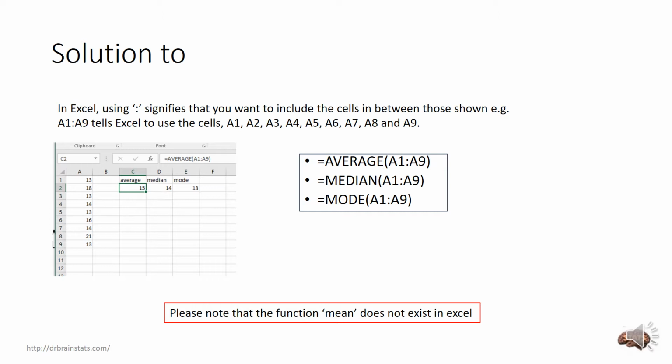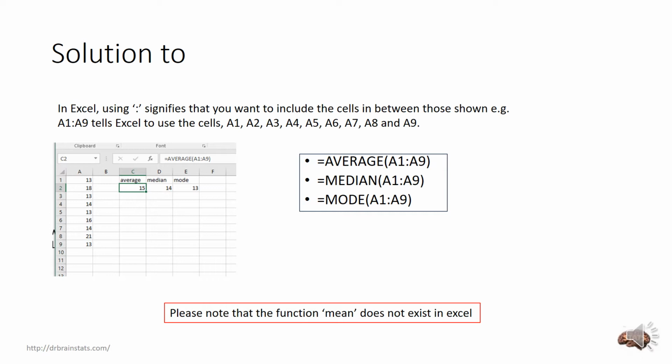So we've got Excel open. Within cells A1 to A9, we would input the following values: 13, 18, 13, 14, 13, 16, 14, 21, and 13. Out of these cells, we're going to calculate the average, median, and mode.